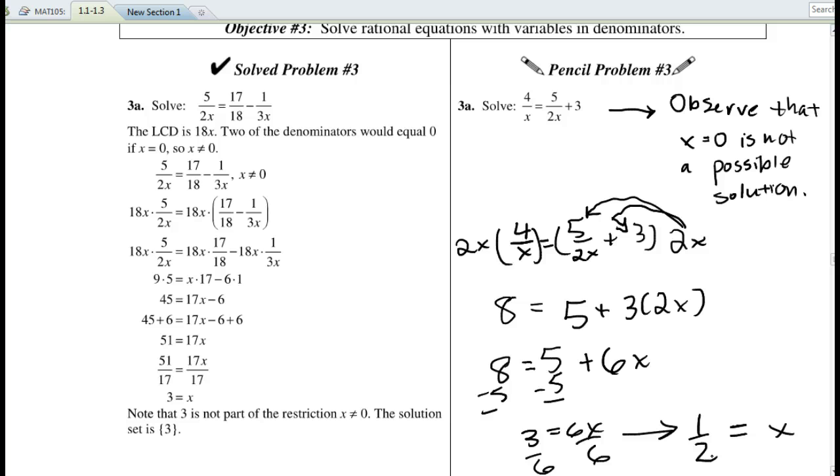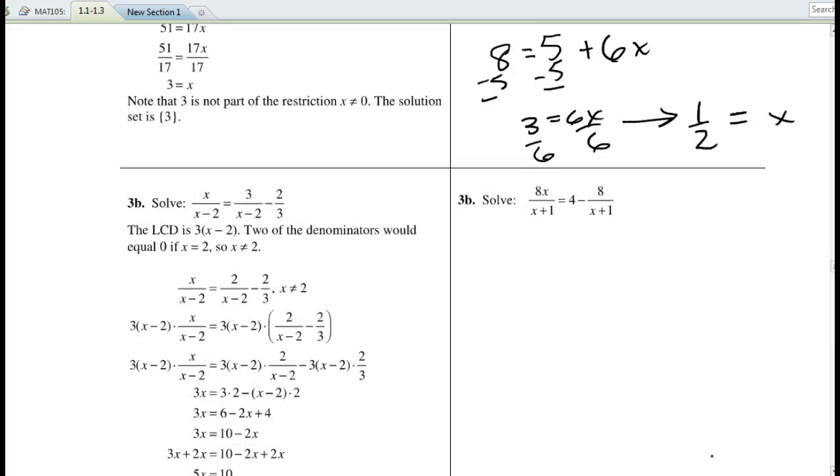So even with rational functions, we can still clear the denominators to make our solution technique easy. We just have to remember not to allow these solutions that might cause 0. Alright, so let's try another one. This one, pretty simple. We just multiply by x plus 1 on both sides.